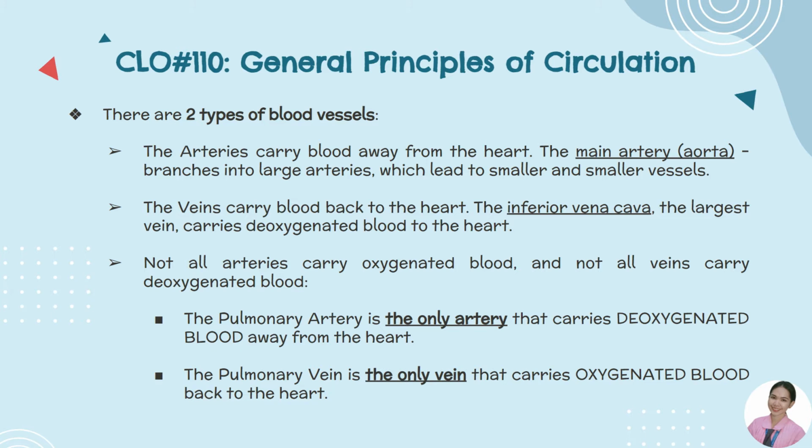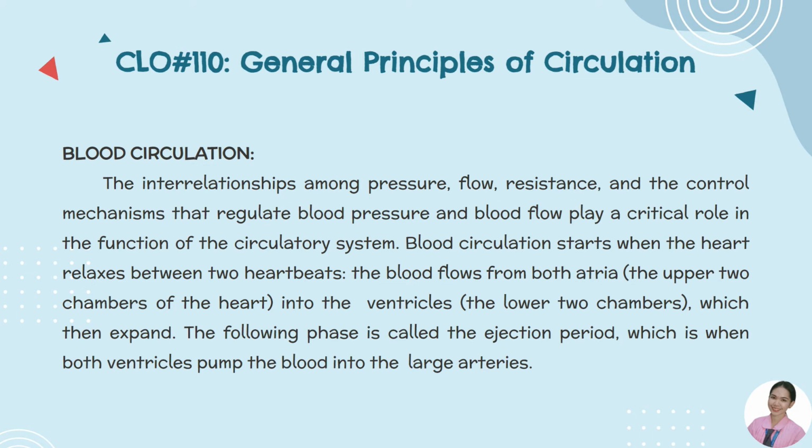So with that said, remember to keep in mind that not all arteries carry oxygenated blood and not all veins carry deoxygenated blood. That is because the pulmonary artery is the only artery that carries deoxygenated blood away from the heart. Moreover, the pulmonary vein is the only vein that carries oxygenated blood back to the heart. So with all that said, let us now discuss blood circulation.